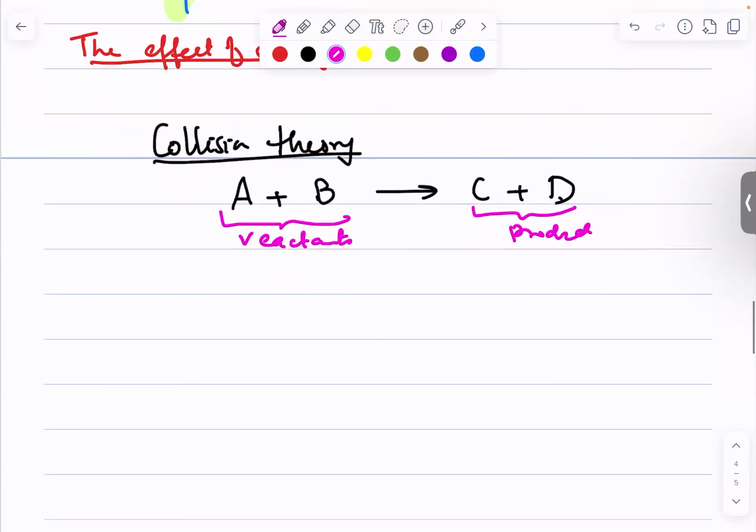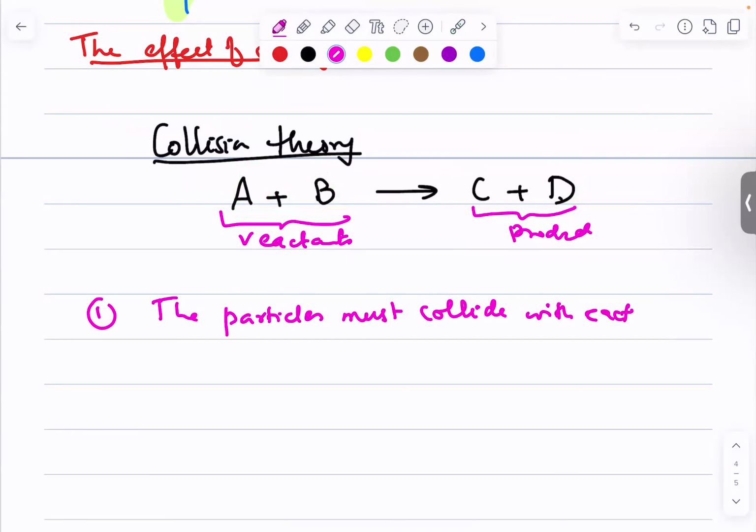Now, collision theory says that the product will not be formed until and unless A and B collide with each other. All right. So the very first point of collision theory is the particles must collide with each other. This is the first point. The particles must collide with each other.